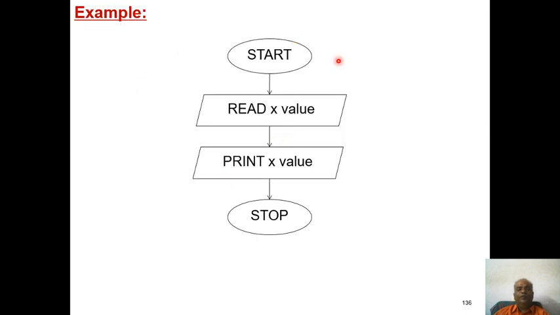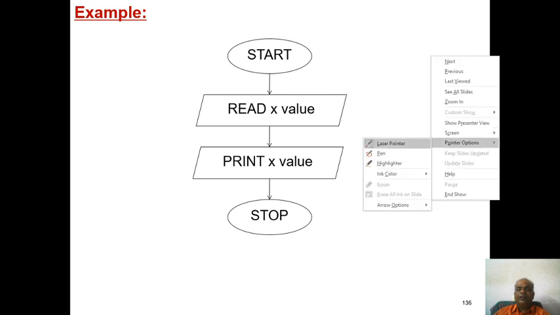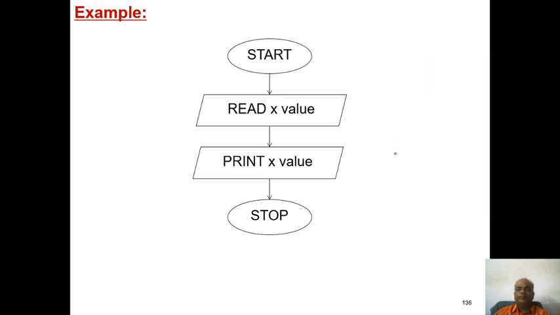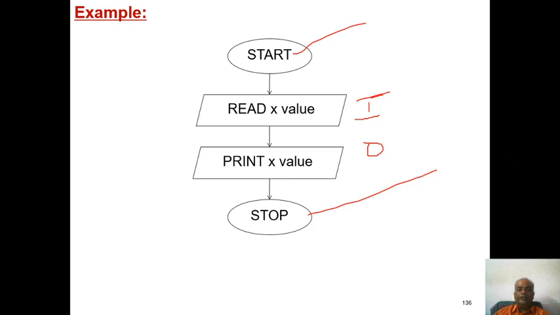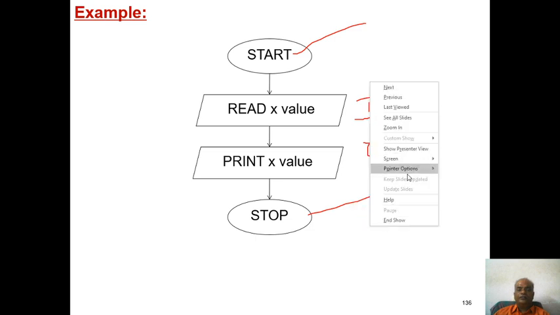Example: here it is start, here it is stop. This is input, reading values. This is output, writing values. So these are examples of the different kinds of input and output specifications.